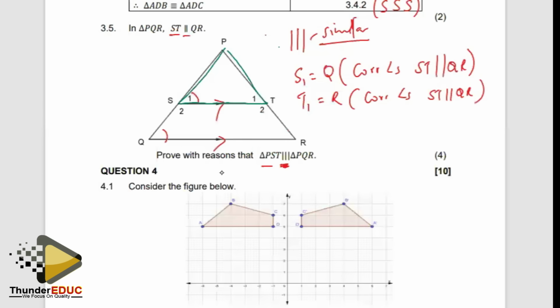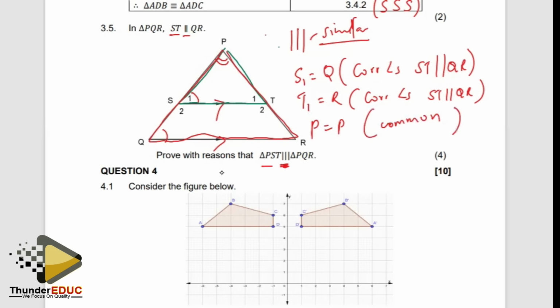And then we have PQR. So both triangles are having the same angle. So angle P is the same as angle P, which is common. Okay, it's a common angle.